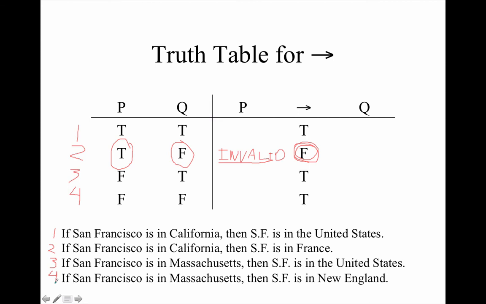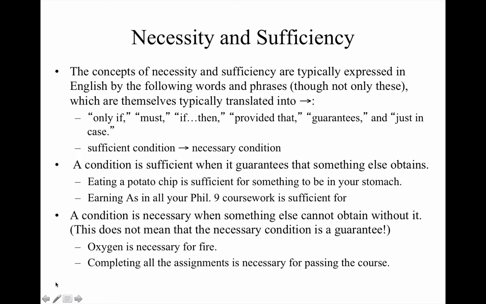And then lastly, and this is the one that typically feels counterintuitive to us in terms of just reading off the truth table values, is it true that if San Francisco is in Massachusetts, it's in New England? You would say, well, yeah, even though it's not in Massachusetts and it's not in New England, if it is in Massachusetts, it is in New England. Yes, that's true. So that's our truth table for the conditional. Let me offer you a couple of other ways of thinking about the conditional. We oftentimes use the language of necessity and sufficiency.